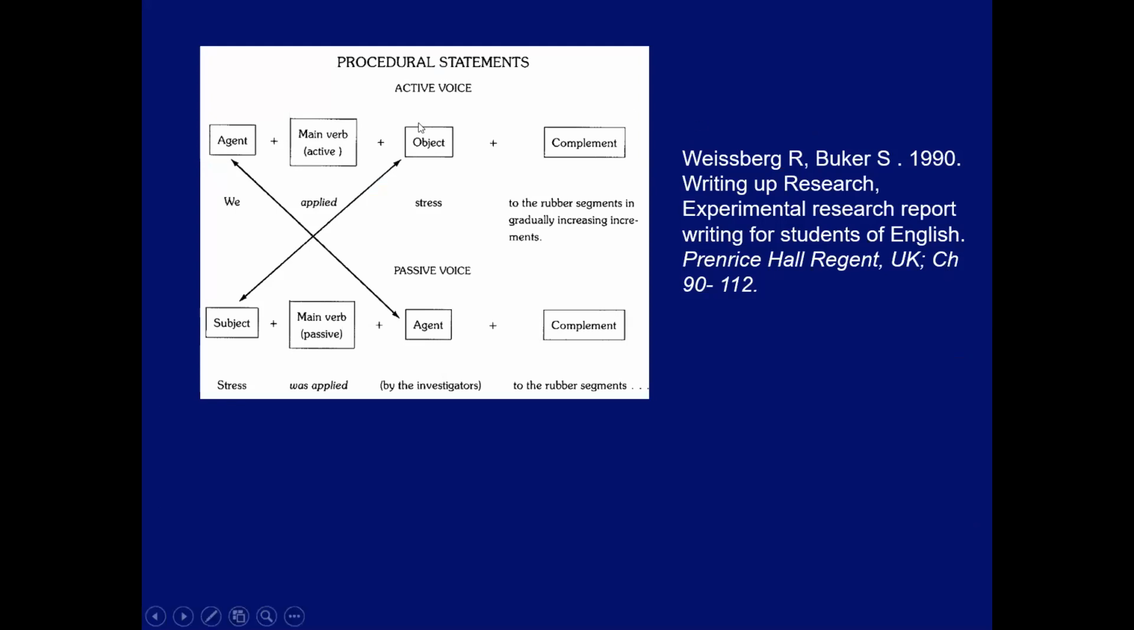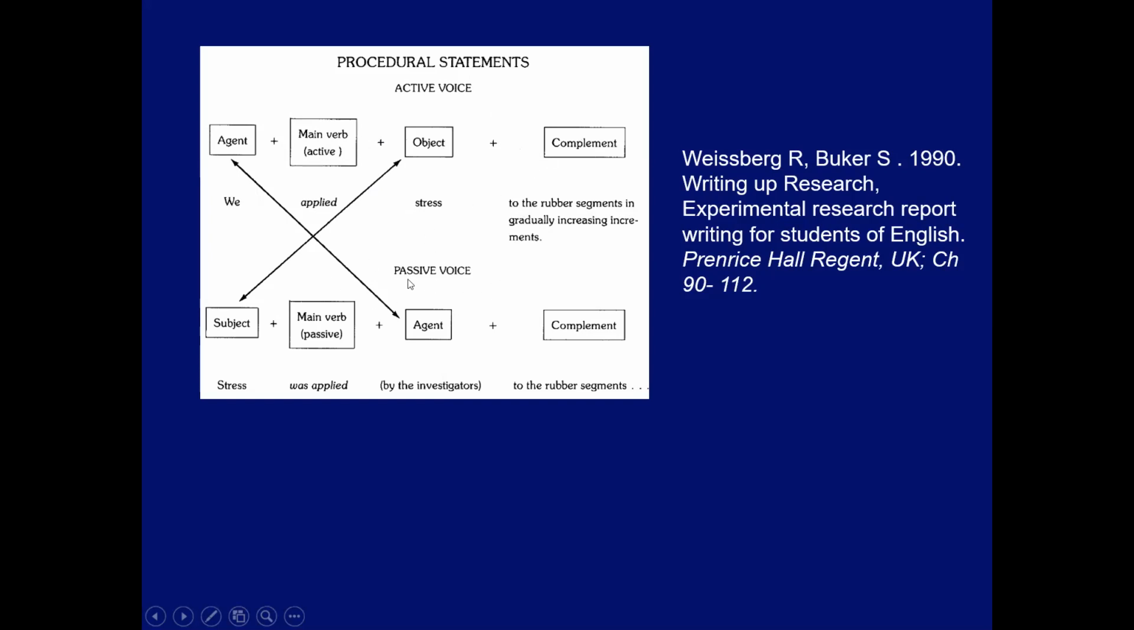This is the general formula that authors logically follow when they write a sentence: the agent, plus the main verb, which is the active one, plus the object, and then the complement, the rest of the sentence. For example: we applied stress to the rubber segments in gradual increasing increments. Here we is the agent, applied is the main verb, and stress is the object.